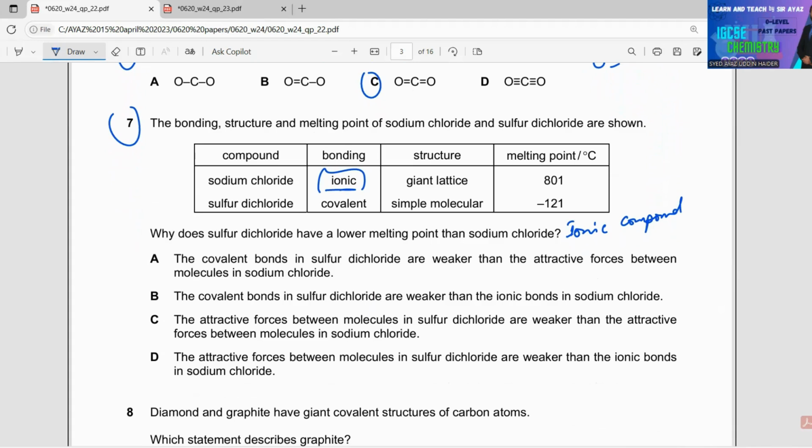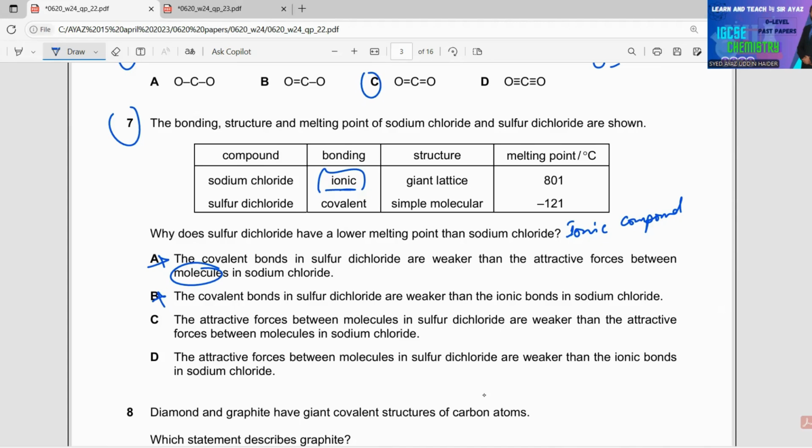Now they are asking the reason. So they are saying in A, the covalent bonds in sulfur dichloride are weaker than the attractive force between molecules. We don't have molecules in sodium chloride, so this is incorrect. B, the covalent bonds in sulfur dichloride are weaker than the ionic bonds in sodium chloride. This is also not the reason. It's related to the intermolecular force or the attractive force.